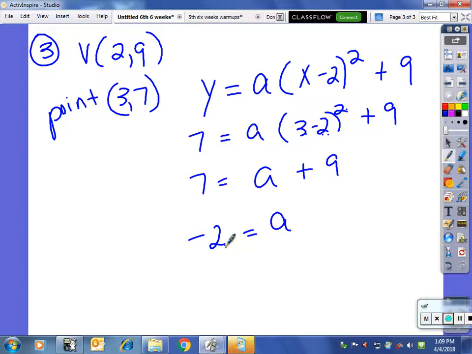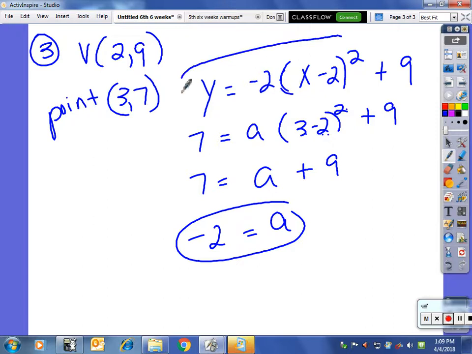All right, now I still have to go back and put that into my answer. I found out what A is, so I'm going to go back to my first step and replace A with negative 2. And there is half of my answer right there. That is the vertex form.